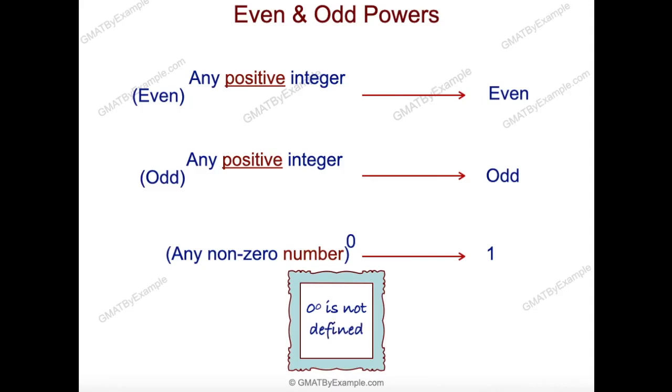So that is completely out of GMAT scope. If you find yourself in a situation while solving a problem where you're getting 0 to the power of 0 as one of the solutions, then something is amiss in your approach and you're going in a wrong direction.